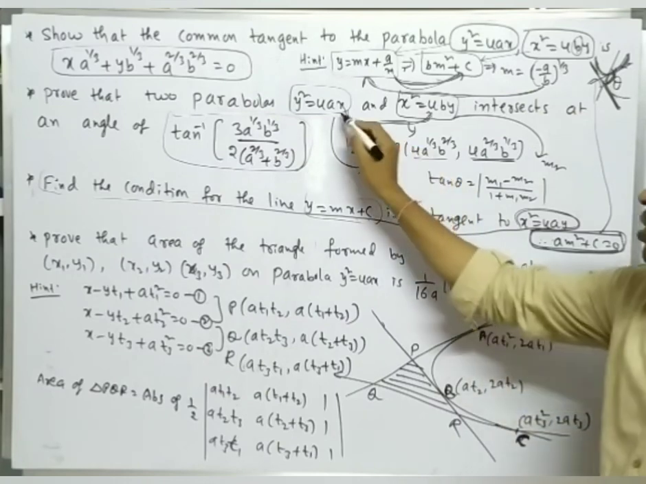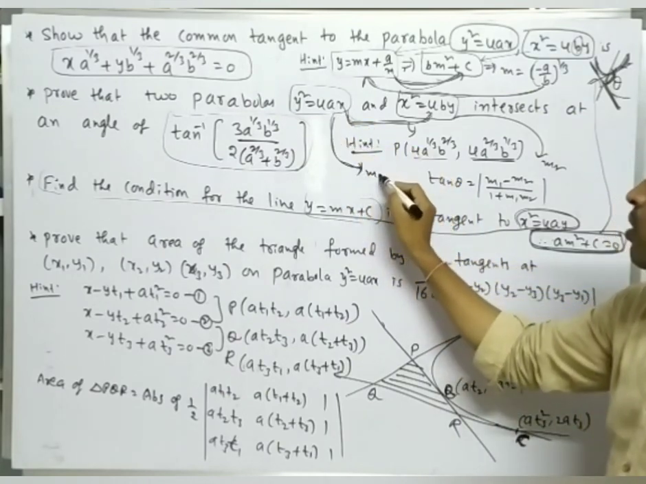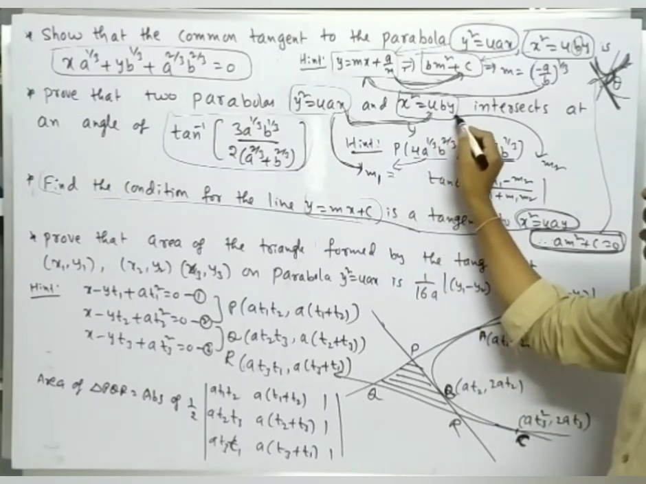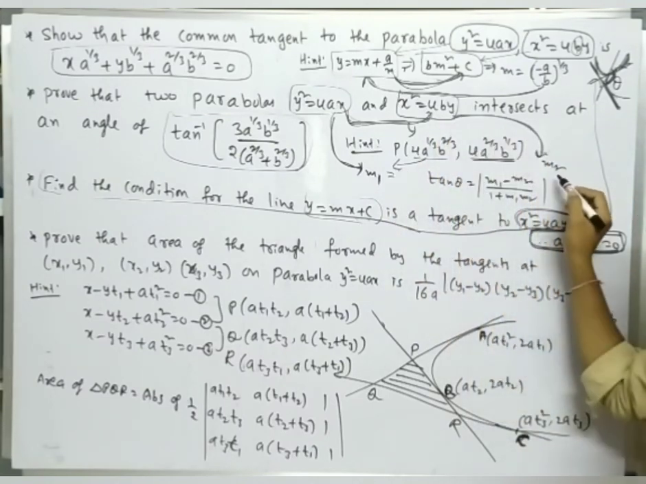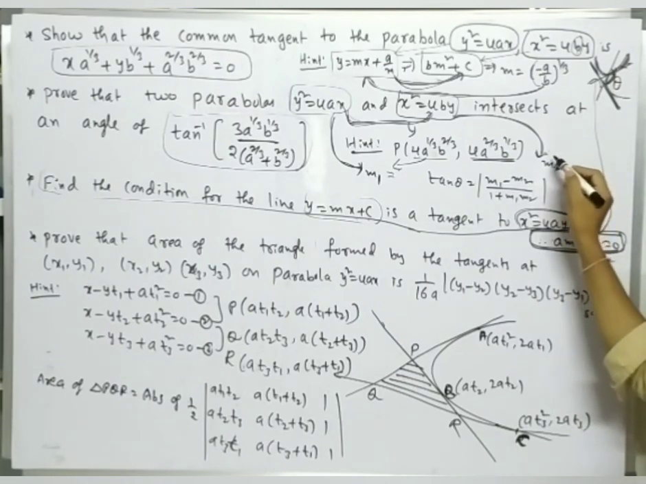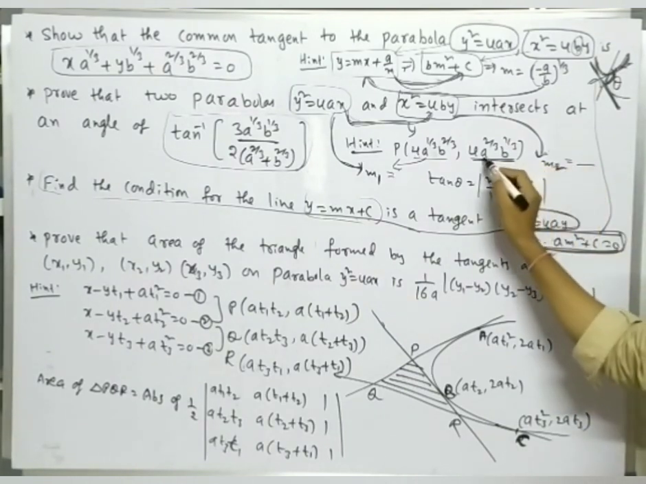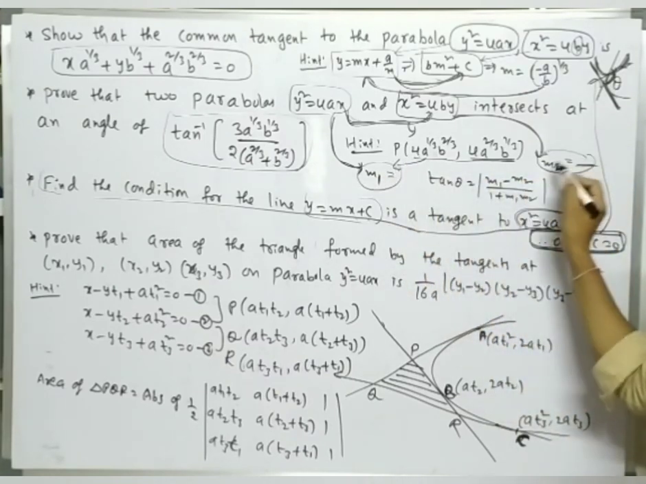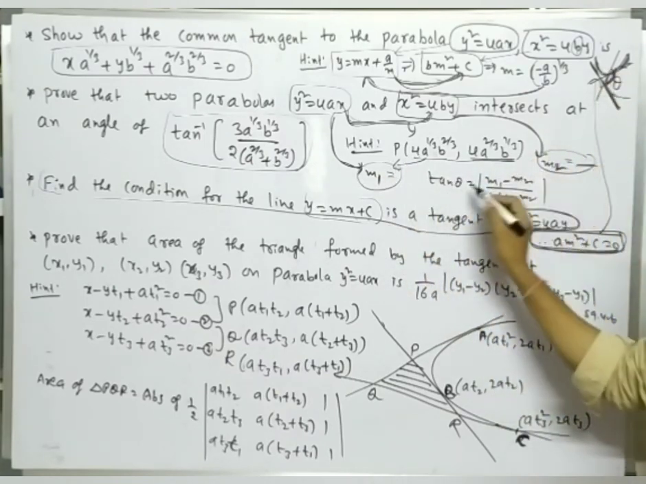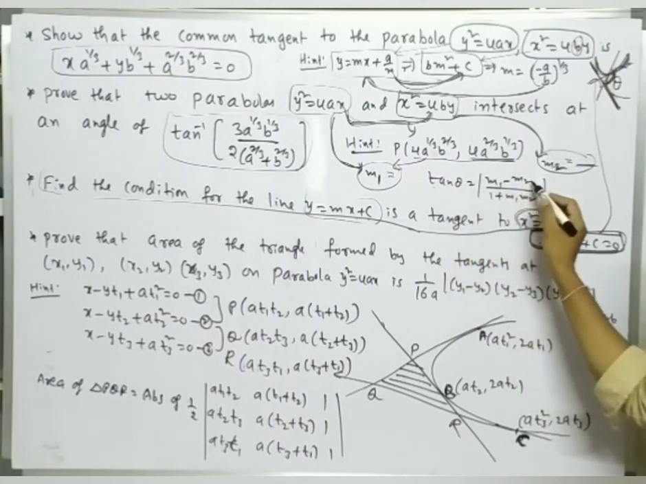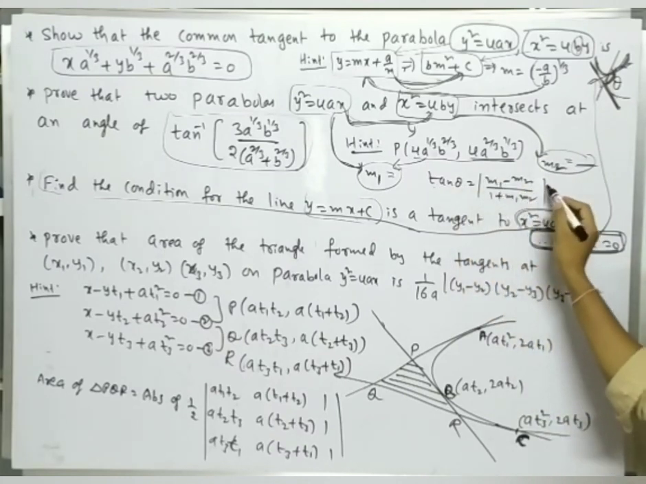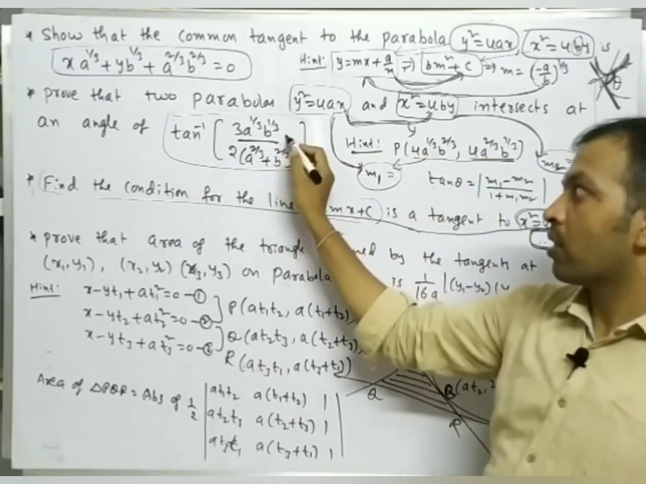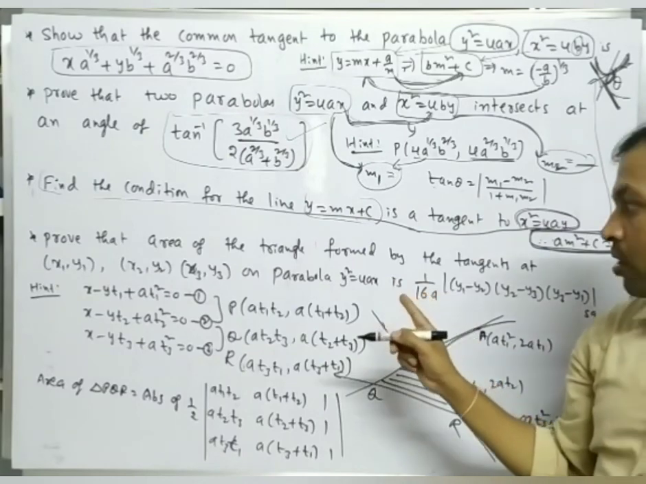Okay, so differentiate with respect to x, you will get slope m1. Substitute this point also. Next, differentiate this parabola with respect to x, you will get the slope, that is dy by dx, m2 is equal to this. Substitute this point also, you will get another slope. So you will get m1 and m2. What is the angle between these two curves? Tan theta is equal to modulus of m1 minus m2 by 1 plus m1 m2. This is the formula. Substitute these two m1, m2 values and you will get this one. Okay, right.